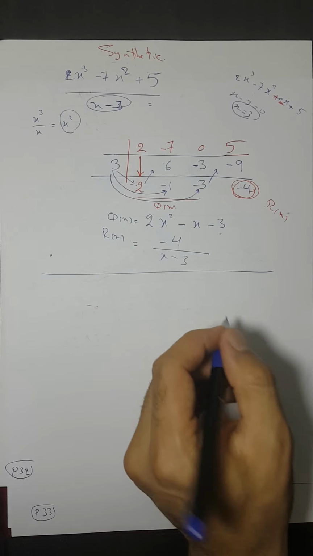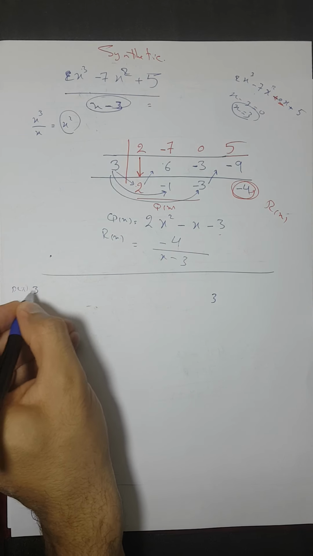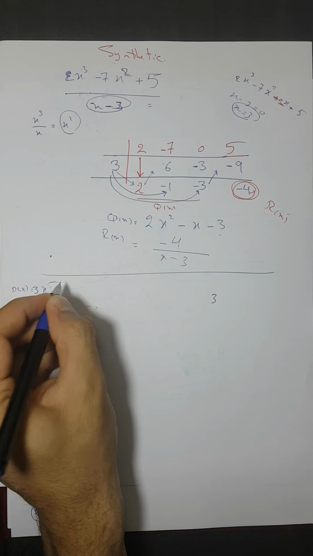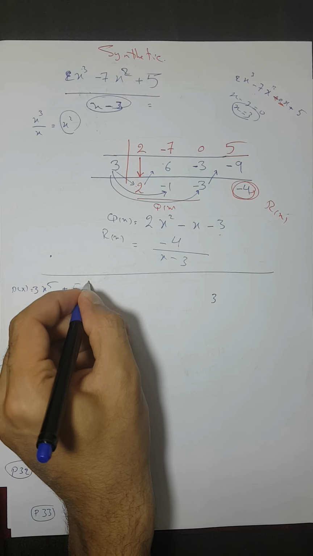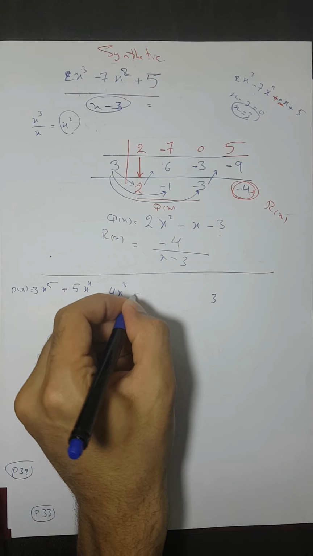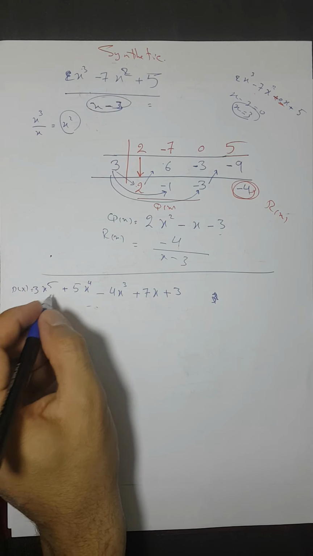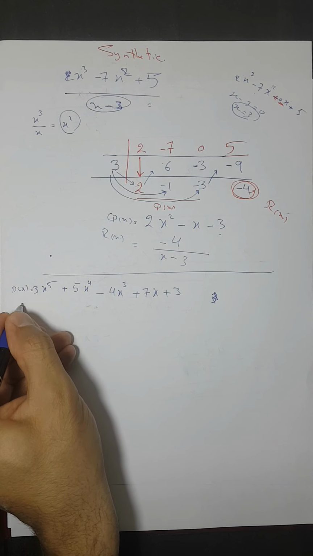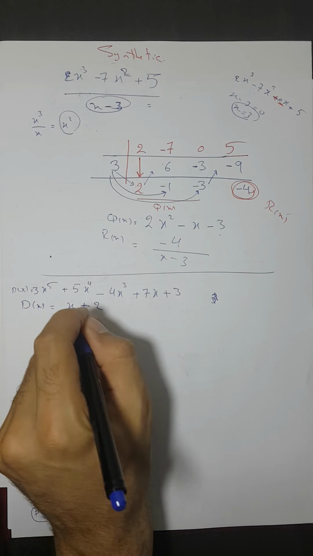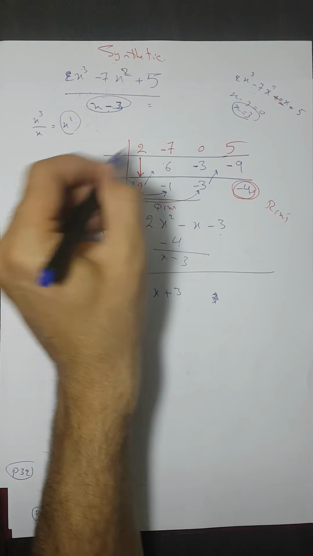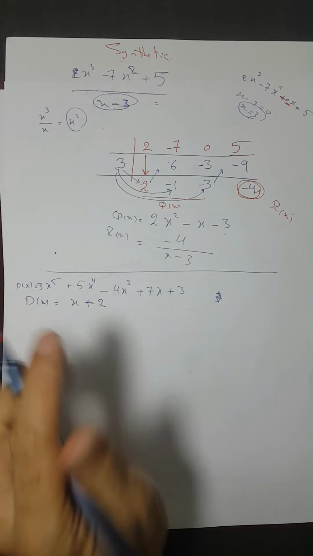Okay, dear. Now what do I have? It's very easy. I have p of x equal to 3x to the power 5 plus 5x to the power 4 minus 4x to the power 3 plus 7x plus 3. And the divisor is equal to what? x plus 2. Careful, here it's a plus. Here it's a minus, that's why we say it is equal to 3. Now I have a plus 2, we will change it and have another thing.